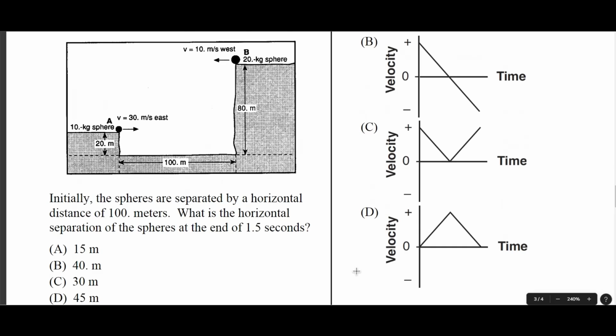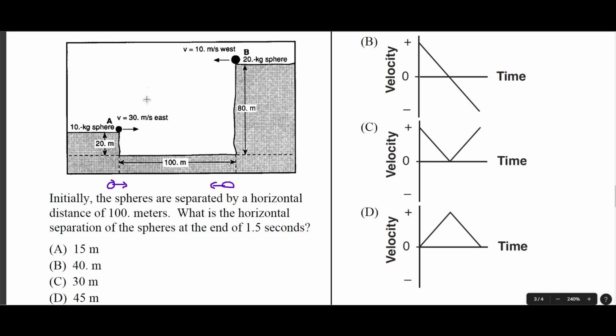All right, so they want us to figure out what the horizontal separation of the spheres is after 1.5 seconds. Now you might try to overthink this and treat this as two horizontal projectiles, but you don't have to go that far, right? Because for the most part, the vertical direction has no effect on what's going on horizontally. So I can actually just pretend that this is two balls rolling on the floor with these speeds, and I'm asking what is the new separation after 1.5 seconds.